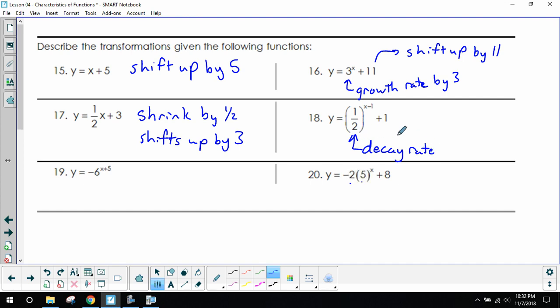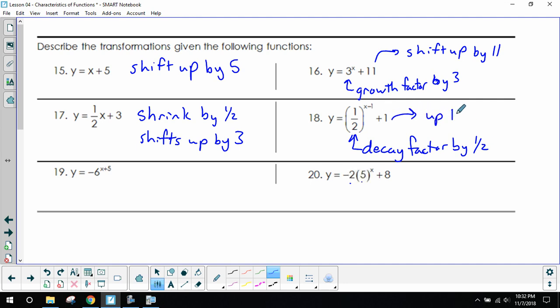Factor. Decay factor by a half. This one makes it go up 1. And that guy, remember, negative means we go to the right by 1. We got that negative and makes it reflect.